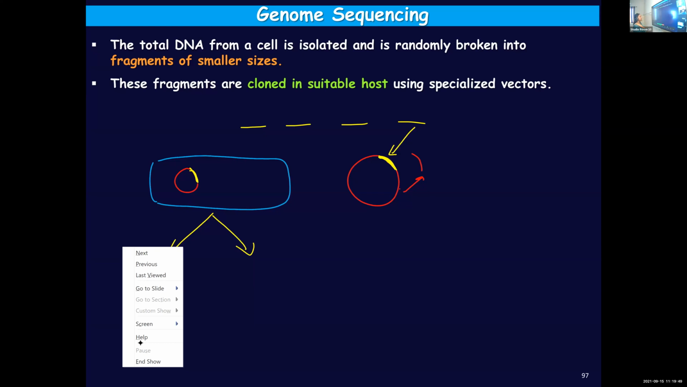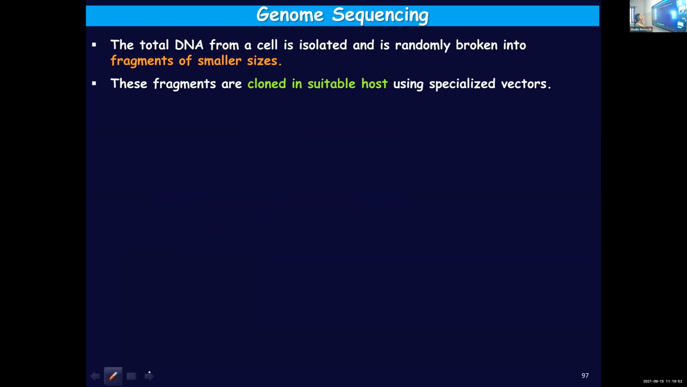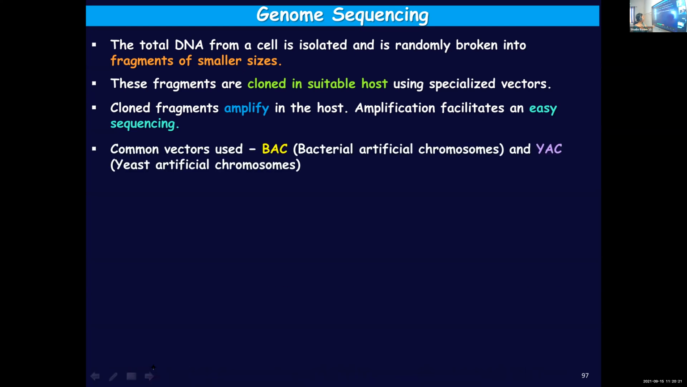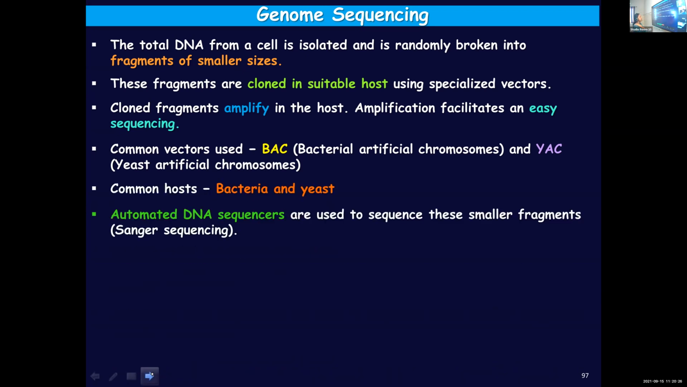So these fragments are cloned in a suitable host using specialized vectors. They amplify in the host. As the host organism increases in number, these fragments also will amplify, or multiple copies will be formed. When it is amplified, it makes the sequencing process easier. The same fragment, we have so many copies, so it will be easy to carry out the sequencing process. The common vectors used are bacterial artificial chromosome and yeast artificial chromosome. The hosts which we use are bacteria and yeast.